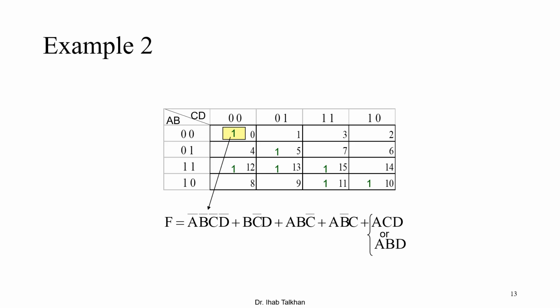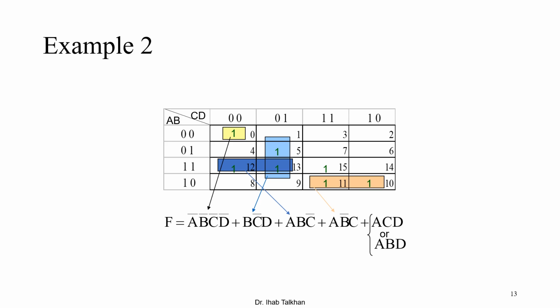The second group here is essential too, because 5 has no other choice rather than combining with cell 13. So this group will give you B, C bar, D. And this group here is also essential, because 12 has no other choice rather than combining with a group of 2 with 13. So we'll end up with A, B, C bar. And this group here is essential because 10 has no other alternative other than taking 11 as a group of 2, and you end up with A, B bar, C.